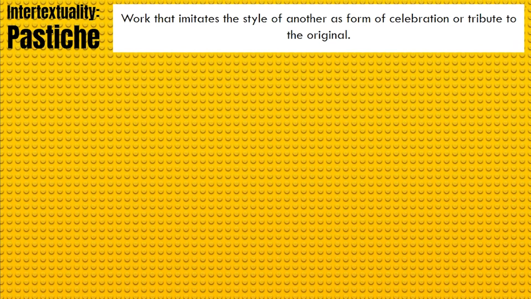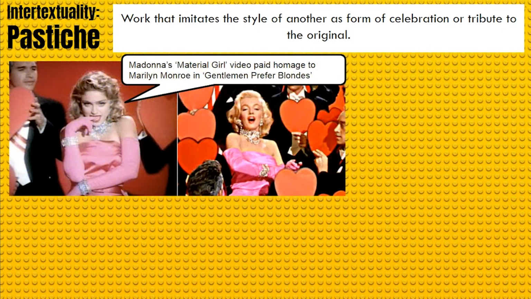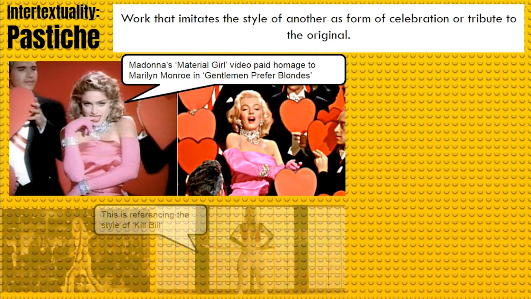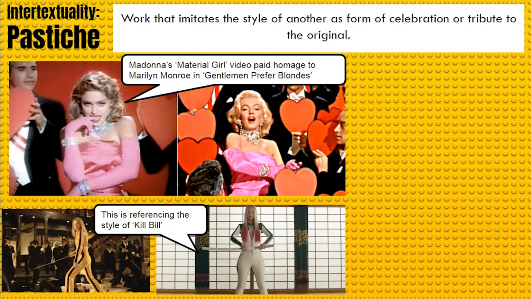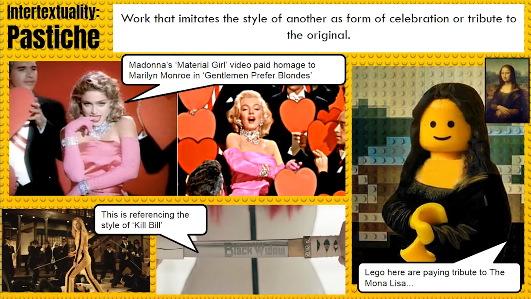Now, there are 2 types of intertextuality. The first is pastiche, which is work that imitates the style of another as a form of celebration or tribute to the original. So some examples of that include Madonna's Material Girl music video, which paid tribute to the Marilyn Monroe film Gentlemen Prefer Blondes. Then there's Iggy Azalea, who made a music video in homage to the film Kill Bill. And even here you can see that Lego are paying tribute to the Mona Lisa.